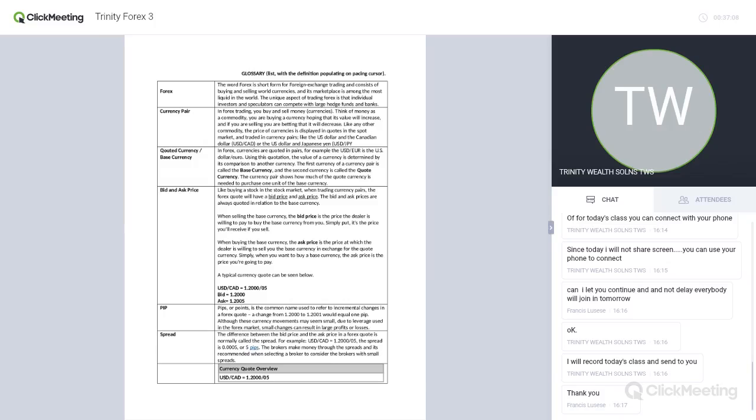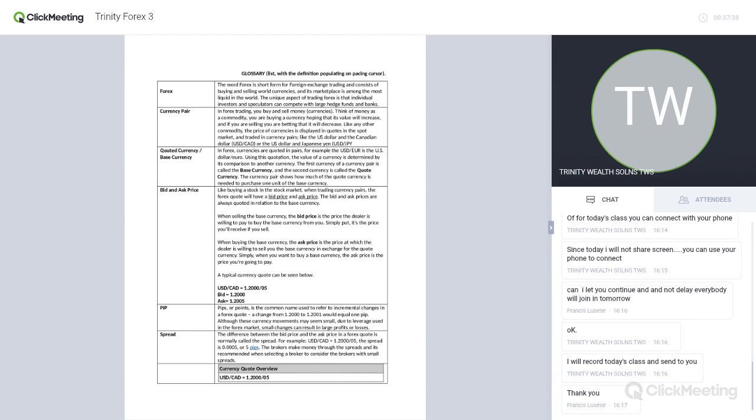Then we talk about the bid and ask price. Like when you are buying a stock in the stock market, when trading currency pairs, the Forex quote will have a bid price and ask price. Yeah, so the bid and ask prices are always quoted in relation to the base currency. So remember, everything is in relation to the base currency because we're talking of 1 unit of the base currency versus the number of units of the quoted currency.